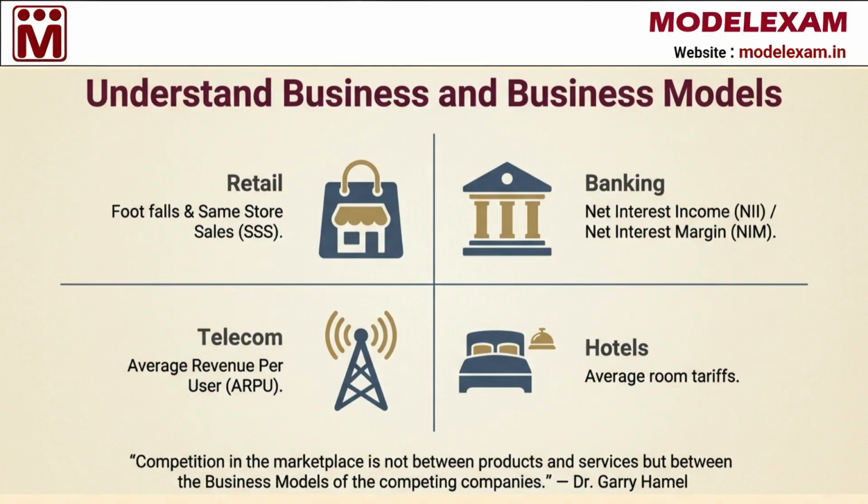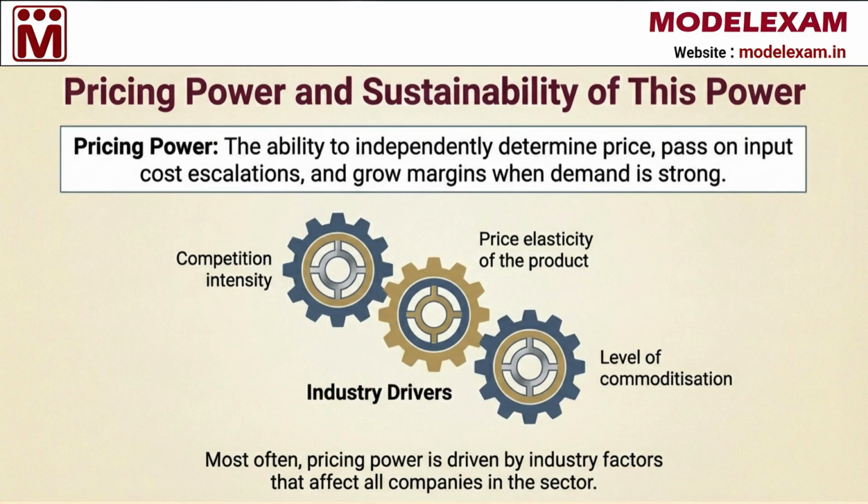As Dr. Gary Hamel notes, competition in the marketplace is not between products and services, but between the business models of the competing companies. A key part of a successful business model is pricing power. Let us look at pricing power and the sustainability of this power. Pricing power is the ability of a company to independently determine prices, pass on input cost escalations, and grow margins when demand is strong. This is often driven by 3 industry drivers.